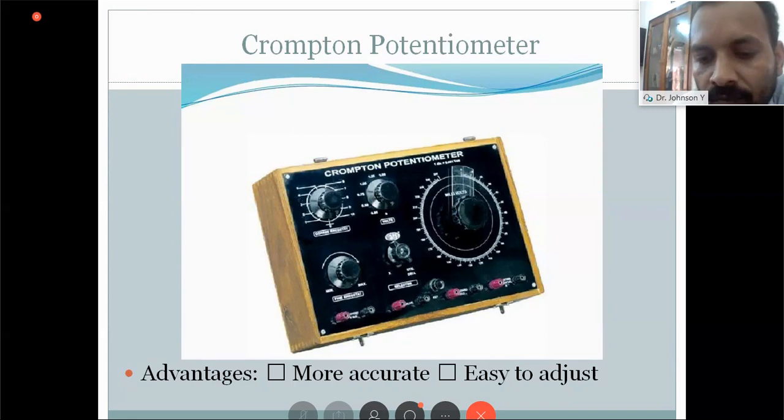In the beginning we saw a potentiometer with a very long linear slide wire that is too long, and it is difficult to handle in a laboratory. This is a compact one because instead of a linear slide wire, a circular slide wire is used. So it is very compact. That is why this type of potentiometer, known as the Crompton potentiometer, is used in the laboratory. It is more accurate as well as very easy to adjust.